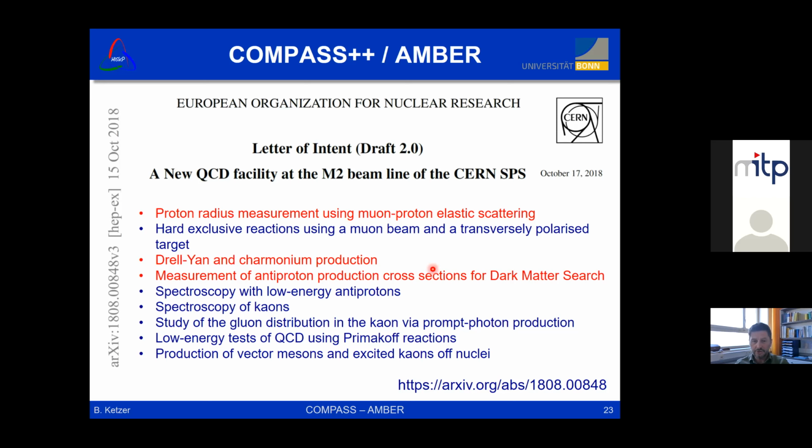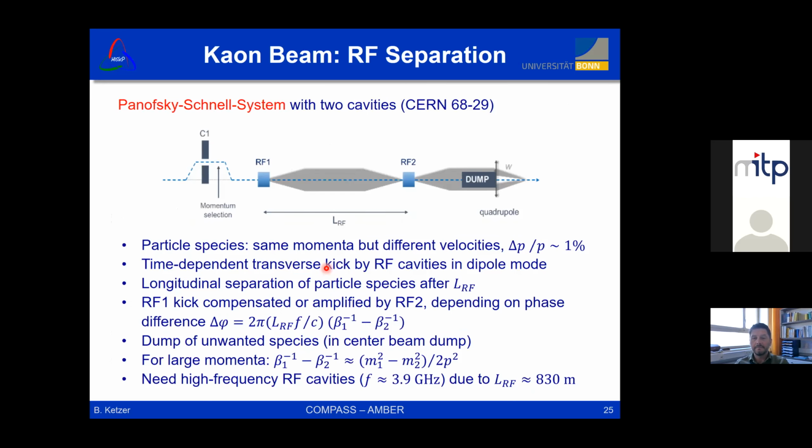And for phase 2, we are just writing the proposal now, and that will include the spectroscopy of kaons, among others, to access these hybrid states with strangeness. But of course, in order to do that, we need a high-intensity kaon beam. And the way to do that is to do an RF separation.